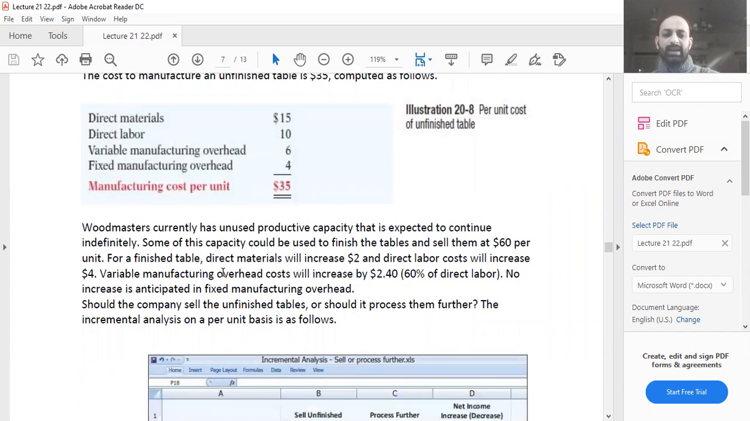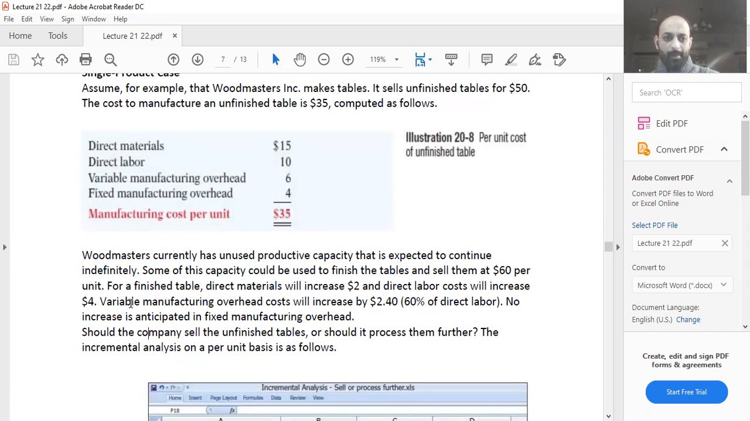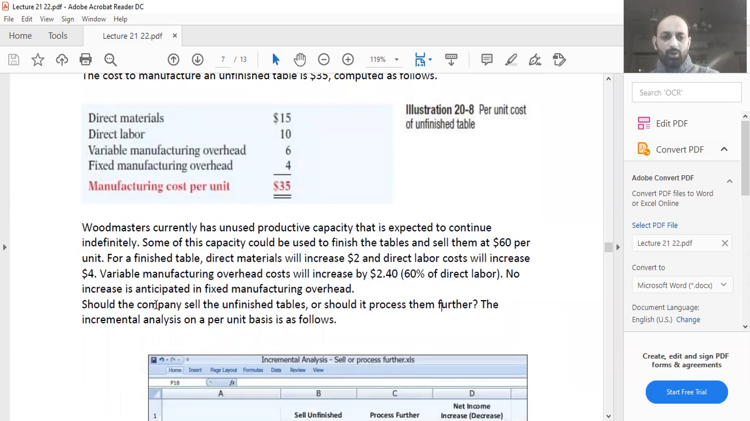Woodmasters currently has unused productive capacity that is expected to continue indefinitely. Some of this capacity could be used to finish the tables and sell them at 60 per unit. For a finished table, direct material will increase $2 and direct labor costs will increase $4. And variable MOH will increase by 2.4, 60% of the direct labor. No increase is anticipated in fixed manufacturing overhead. Should the company sell the unfinished tables or should it process them further?